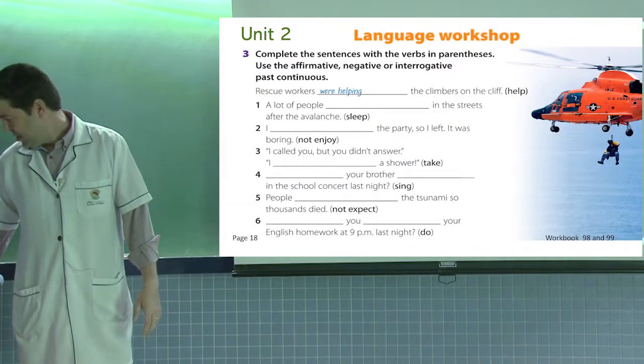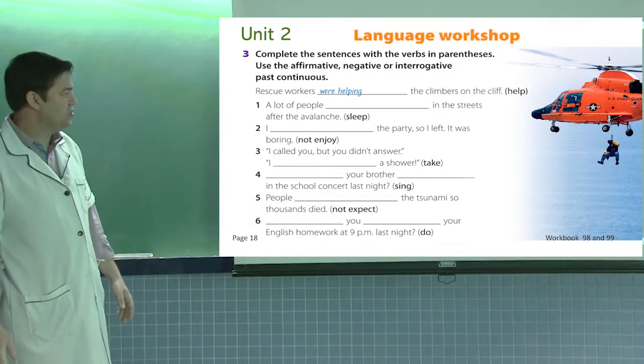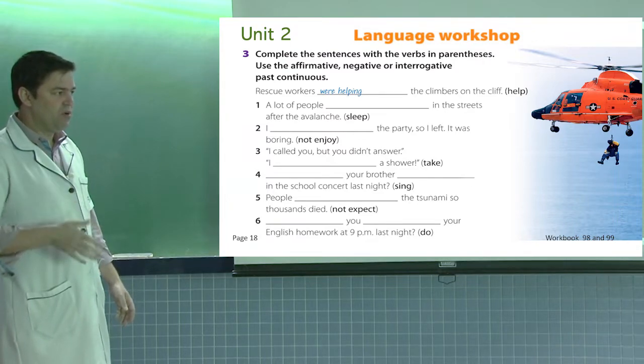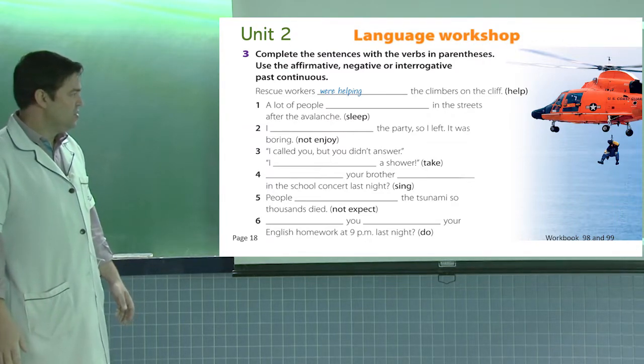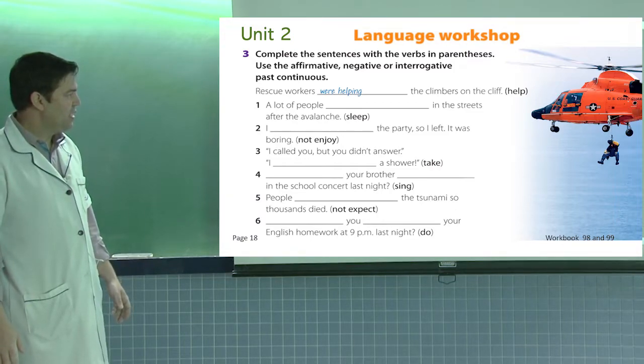Next one, we have here now an exercise related to past continuous. Remember, past continuous is an action, a progress action in the past. So here we have an example. Rescue workers were helping the climbers on the cliff, right?